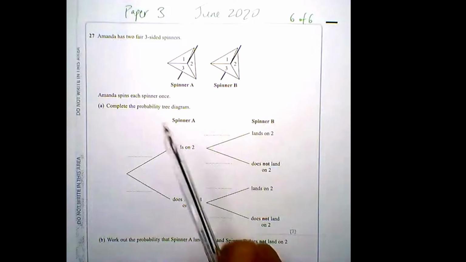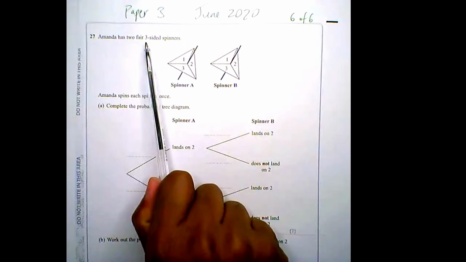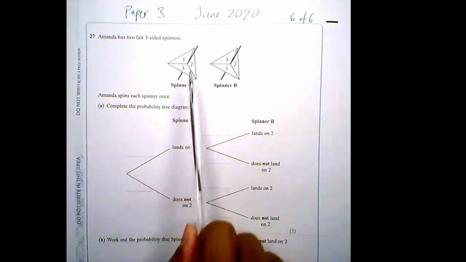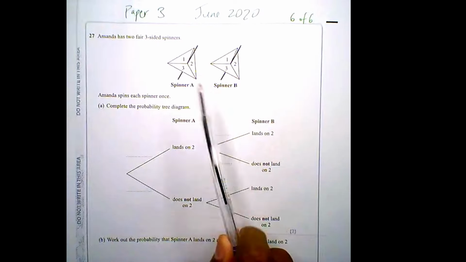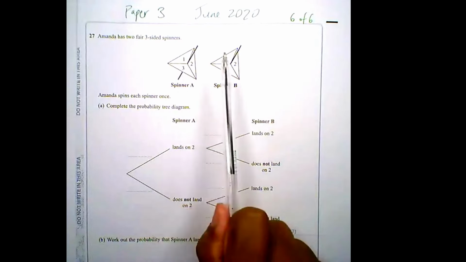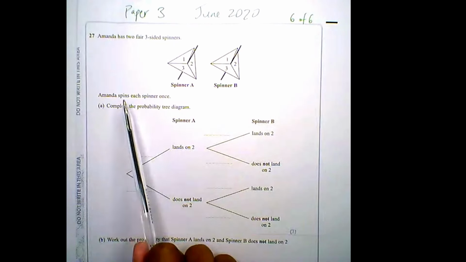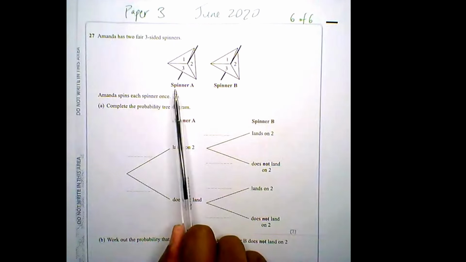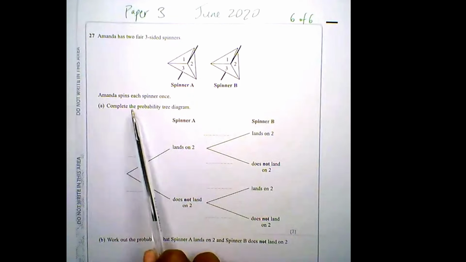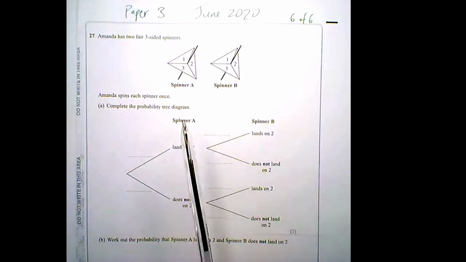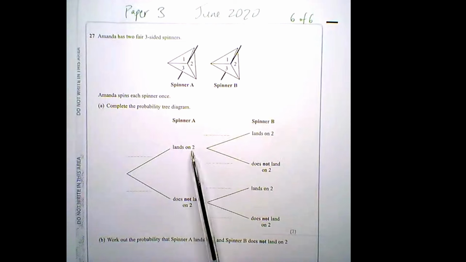Okay, question 27. Amanda has 2 fair 3-sided spinners. So we've got spinner A, spinner B, and you've got 1, 2, 3, 1, 2, 3. So they have the same numbers here. Amanda spins each spinner once. So she spins spinner A and spinner B. Complete the probability tree diagram. Spinner A lands on 2 blank, does not land on 2 blank.